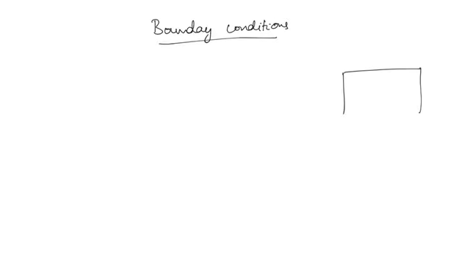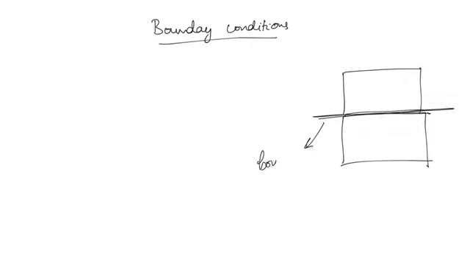In this lecture we are going to discuss boundary conditions. Whenever there are two different dielectrics, let us say this is one dielectric and this is the other dielectric. This is the interface, or you can say the boundary, between the two dielectrics. Here the permittivity is epsilon 1, here the permittivity is epsilon 2.